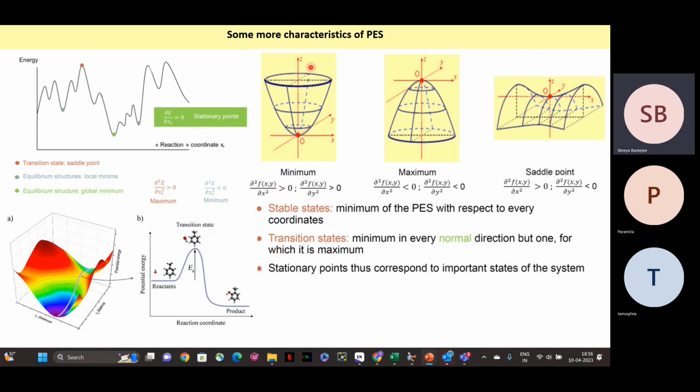So basically, if you want to find out if a particular point is a minimum, the double derivative of the energy at that point with respect to x coordinate and y coordinate has to be taken. And if both are greater than 0 or positive, then it is a minimum. If both are less than 0 or negative, then it is a maximum. And if one is greater than 0 and one is less than 0, then it is called a saddle point, or basically it means a transition point.